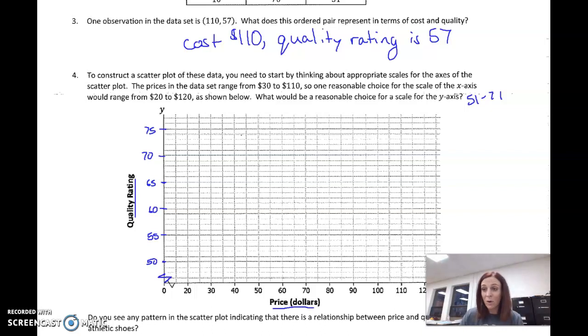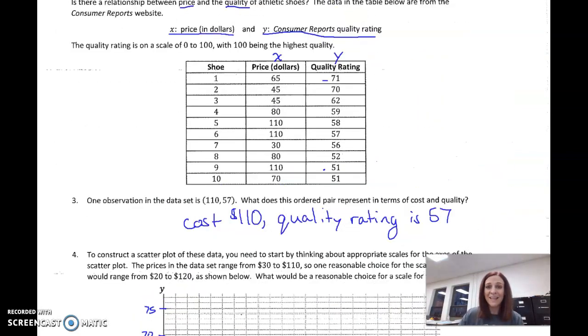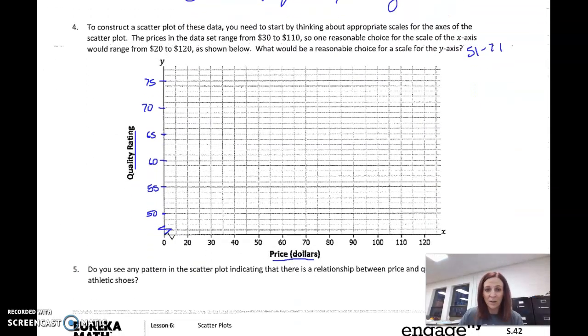So just like before, we're going to take these ordered pairs, right? 65 and 71, 45 and 70, okay? And let's put them on there. So I'm going to start with 65, 71. So 65 is going to be right here. Notice we have a little bar break here. And then 71. If I follow this up, there's 70 right here, and then here's 71.